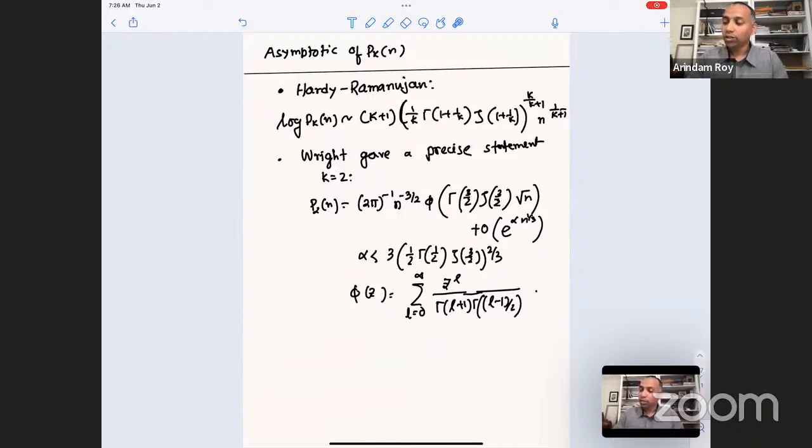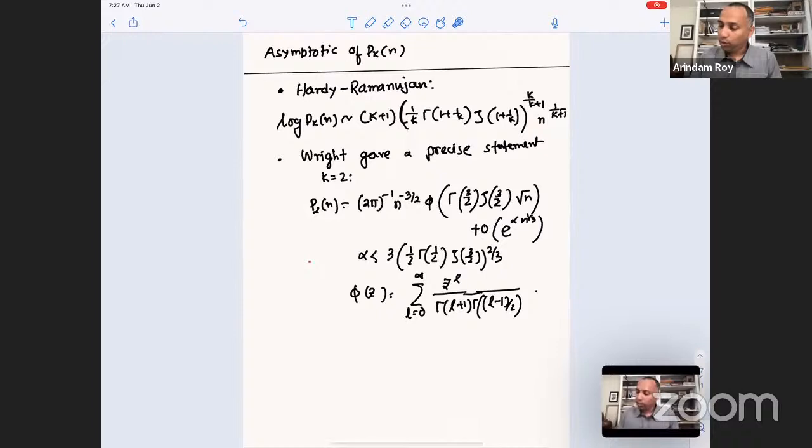And the asymptotic was not as good as in the case of partition, but they said that, okay, if you take the logarithm, log pk(n) is asymptotic to (k+1) times 1 over k gamma(1 plus 1 over k) zeta(1 plus 1 over k) to the power k over k plus 1, times that. Okay, so let me go quickly actually.